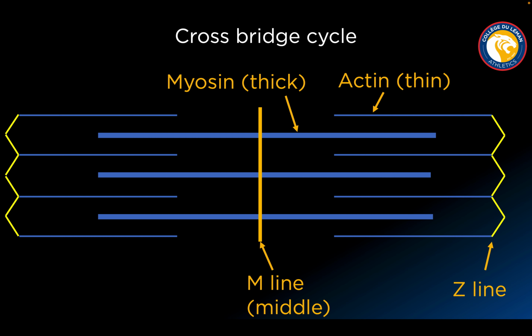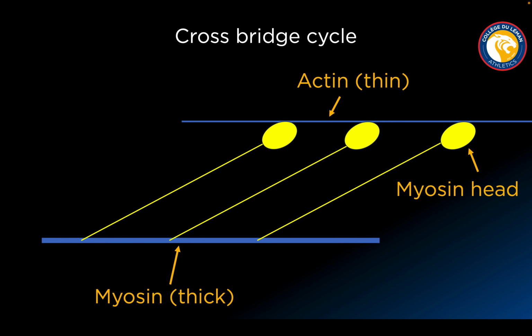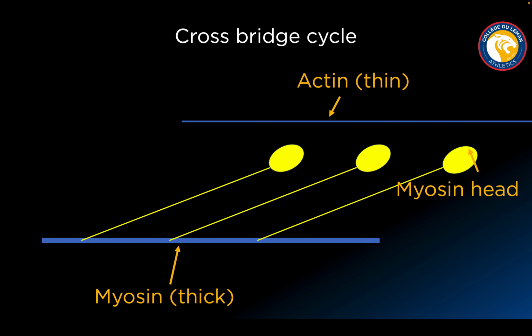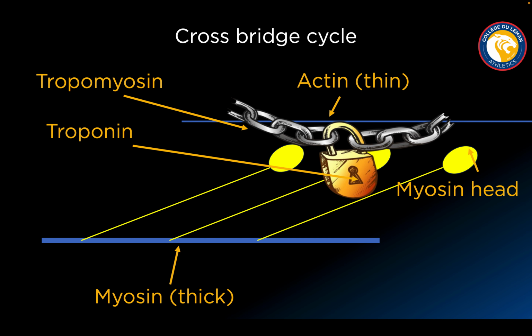Remember the cross-bridge cycle, this sliding filament theory, which we're going to go on to look at now. We've got the myosin, which is thick, and we've got the actin, which is thin. Let's take a closer look at that again. Remember, we spoke about these myosin heads touching, but let's take them away for now because actually the actin is locked up. Those myosin heads can't get in there yet because we've got tropomyosin that's wound around the actin, and it's locked up with some troponin.